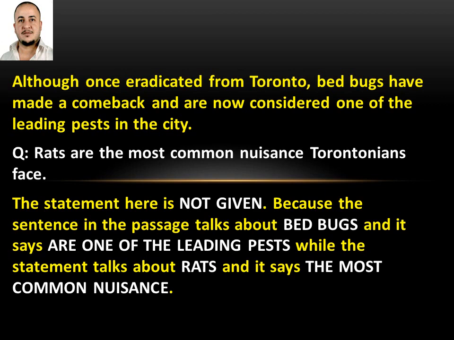Why? We will come to it. While the statement talks about rats and it says the most common nuisance. Let's analyze those sentences more. Bedbugs have made a comeback and are now considered one of the leading pests in the city. When we say one of, it means they are not the most common. They are not number one. It could be number one, could be number two, could be number 10. That means there are other pests that could be the most common.